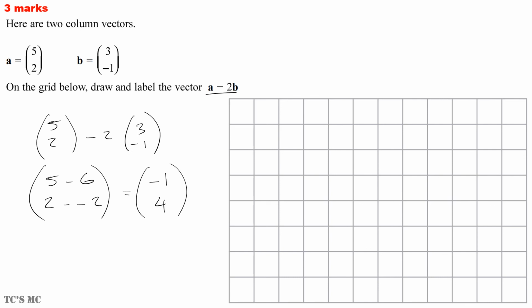We need to now draw this. You can start anywhere. I'm going to start over here. Because it says negative 1, I need to go to the left by 1. And then the 4 means I need to go up by 4. So I need to draw a line that joins up my start to the end. You must also draw an arrow to show the direction, and that is the 3rd mark.